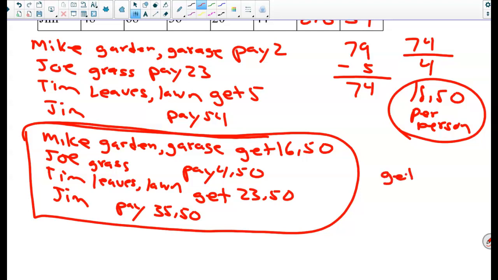All right, and 16.50 and 23.50 adds up to 40. So we get 40, 4.50 and 35.50 adds up to 40. Your payout has to equal your receiving money. Okay? Every dollar has to be accounted for.